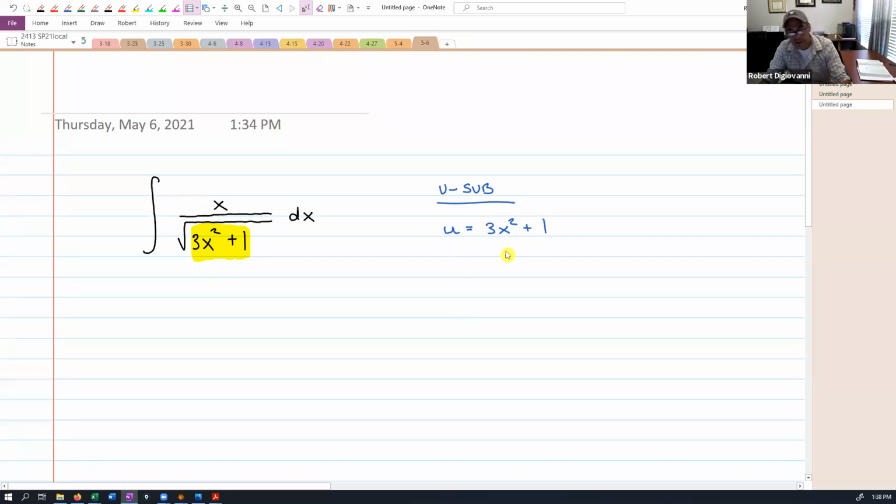So let's take the derivative here. This is where I said du dx equals 6x, right? And then remember what I did next? I multiply both sides by dx.